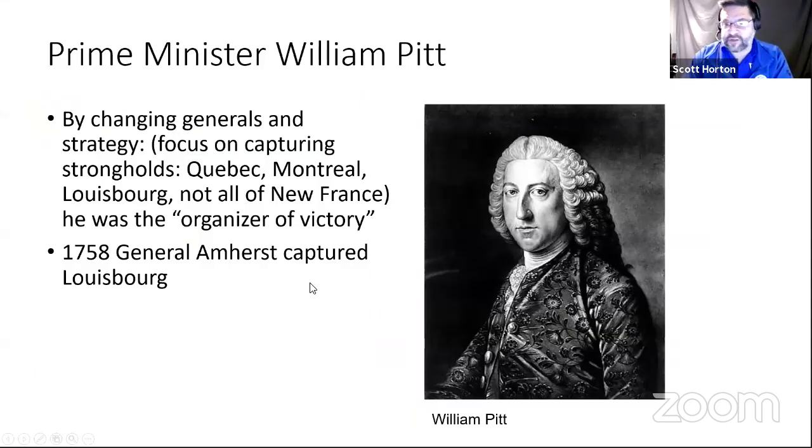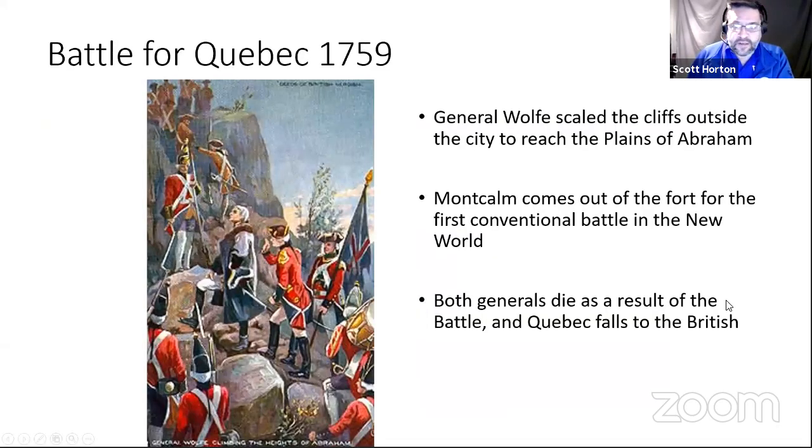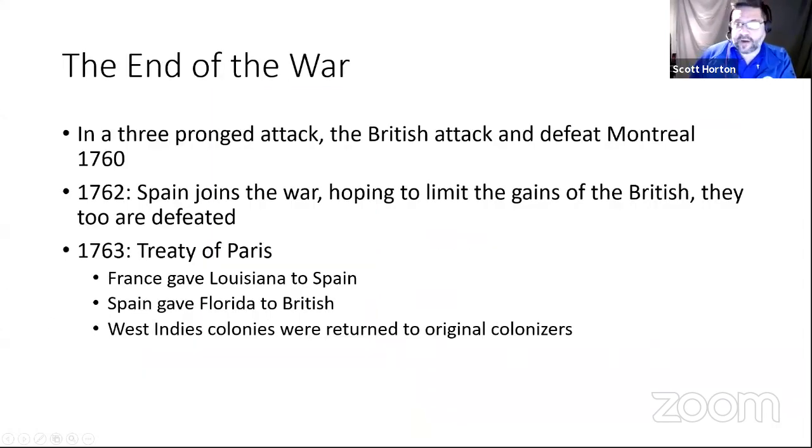The Prime Minister of England changes in the middle of the war here, and he changes the strategy and eventually begins focusing on the strong points of the French Empire. Battle of Quebec is really the turning point of that war, where things begin to go in the favor of the British for the first time. And eventually the war ends, as you can see here, with the Treaty of Paris, as there are going to be many treaties of Paris. So this is the Treaty of Paris of 1763.